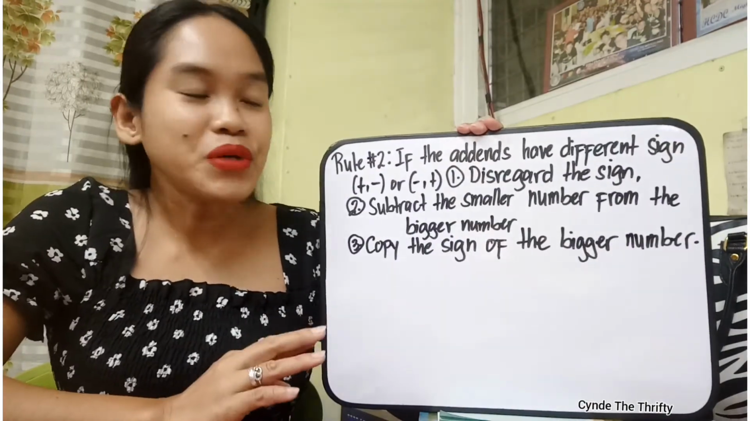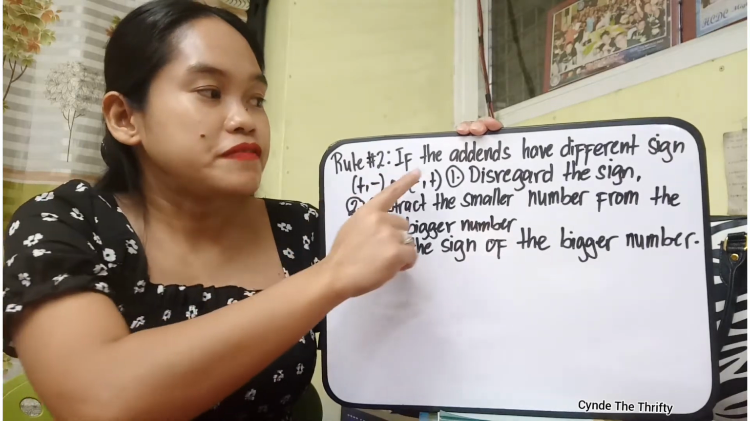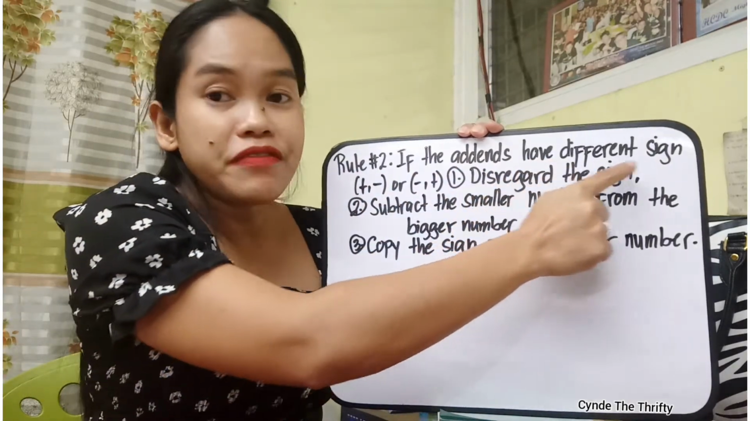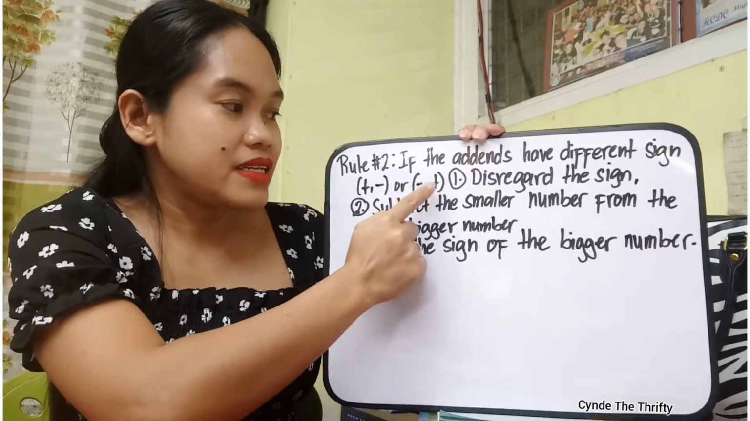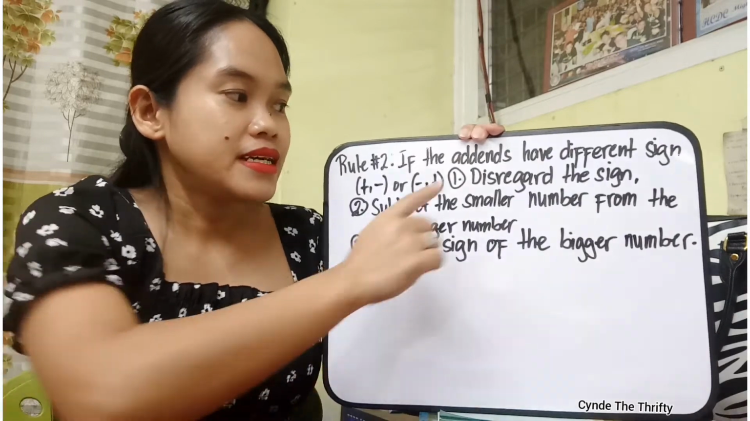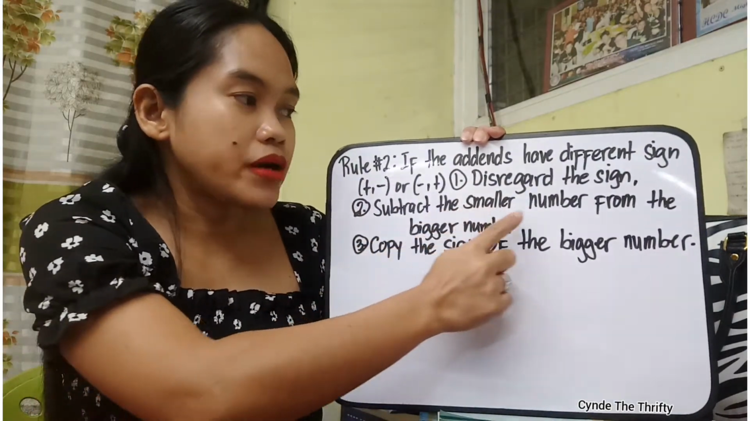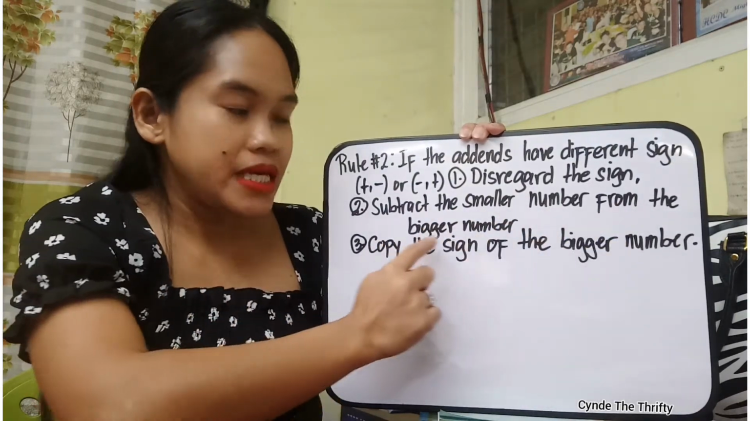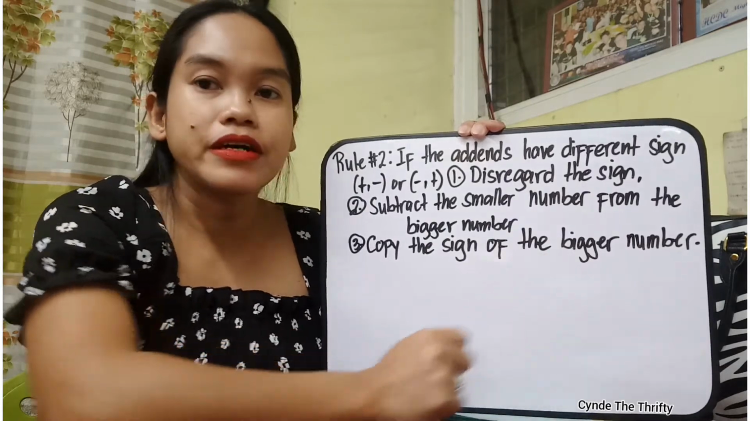Rule number 2. Sa rule number 2 naman tayo kapag hindi magkapareho yung ating sign. So, if the addends have different sign, whether it is positive and negative or negative and positive, ano yung gagawin natin? First, disregard the sign. Next, subtract the smaller number from the bigger number. And lastly, copy the sign of the bigger number.